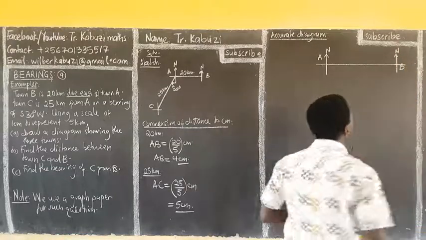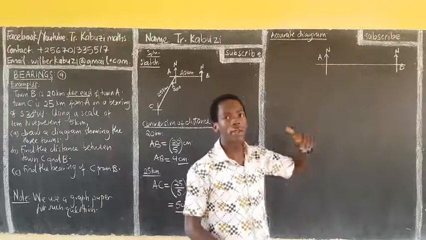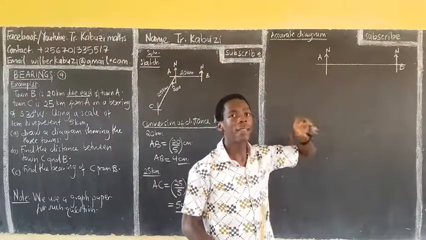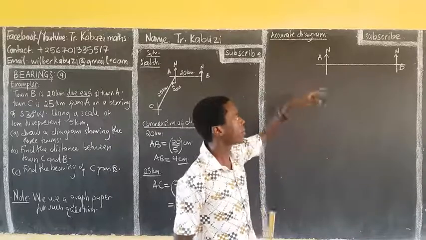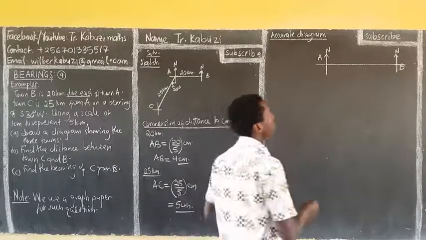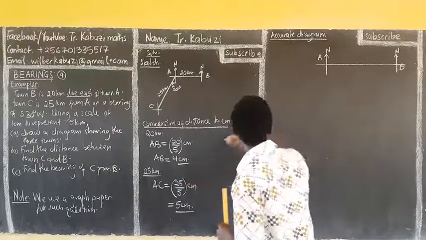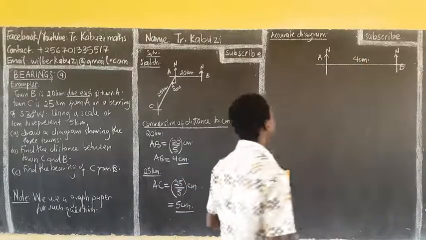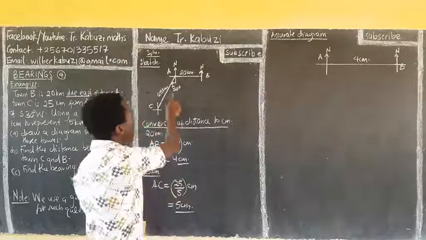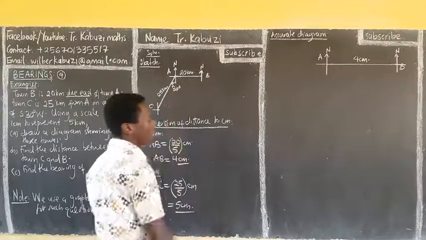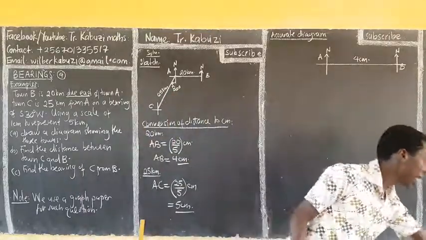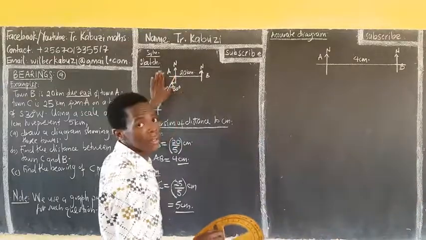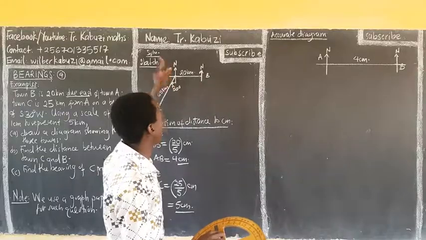Now, it's always better to use those squares. The line should be passing through those thick squares, not the small ones. So now, on the graph, this one is now 4 centimeters. Now, they're telling me that here I need to measure off 30 degrees. On the protractor, you see that 30 degrees is to the left of the north line.